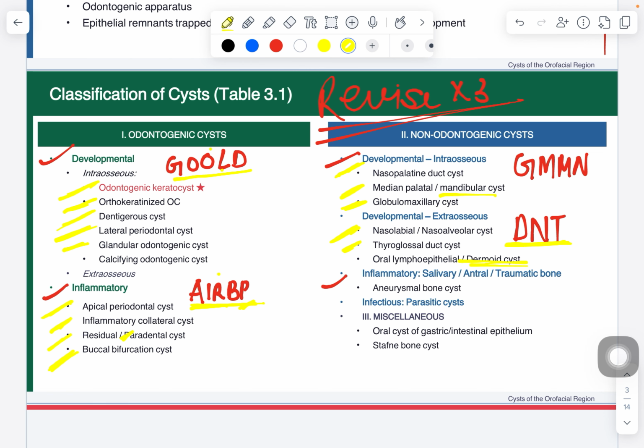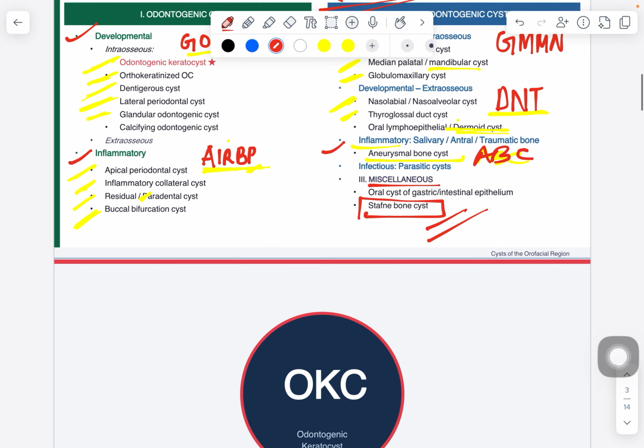For non-odontogenic cysts, we have two types, intraosseous and extraosseous. For intraosseous, we have mandibular cyst, nasopalatine, globulomaxillary, median palatal. For extraosseous, we will have nasoalveolar, dermoid, thyroglossal. Similarly, for non-epithelial cysts, we have aneurysmal bone cyst, ABC. And here we have miscellaneous, that is Stafne bone cyst. Done. Revise this classification, write it thousands of times and it will help you only then.